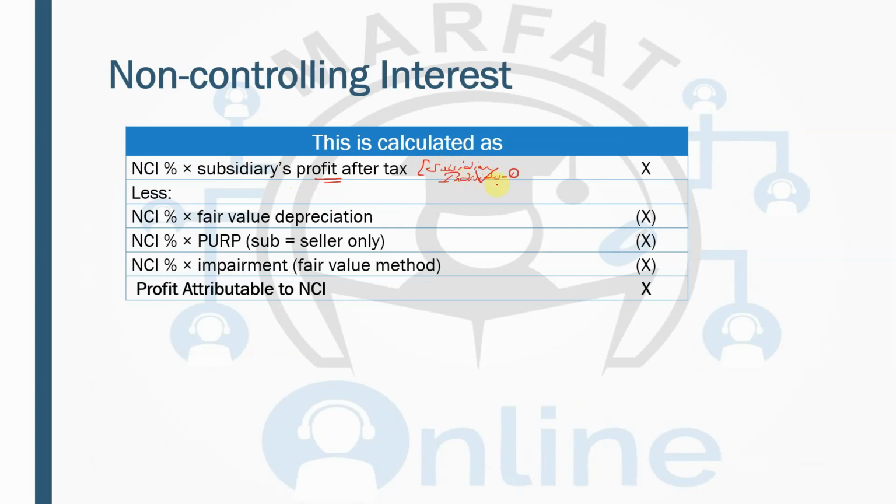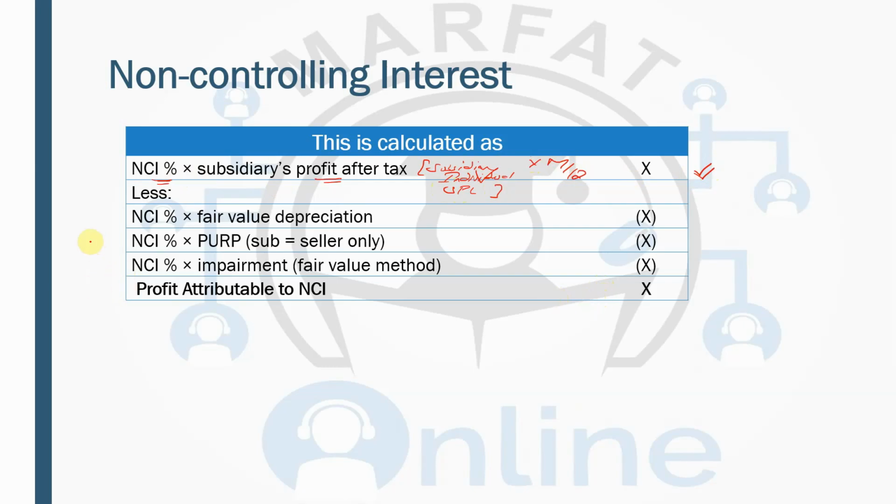From the subsidiary's individual statement of profit or loss, multiply it by the NCI percentage, and multiply by months over 12 if there is a mid-year acquisition. Then this figure is the share of profit distributed to the NCI. But before distribution, you have to do some adjustments.